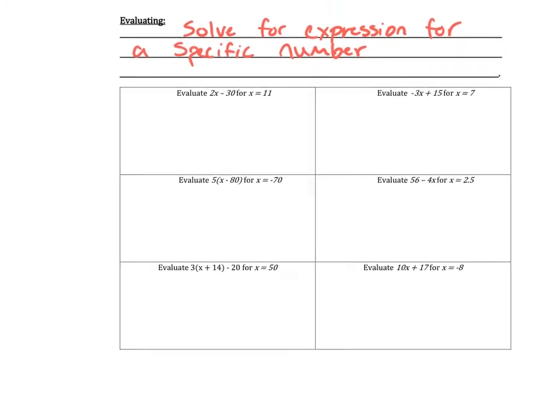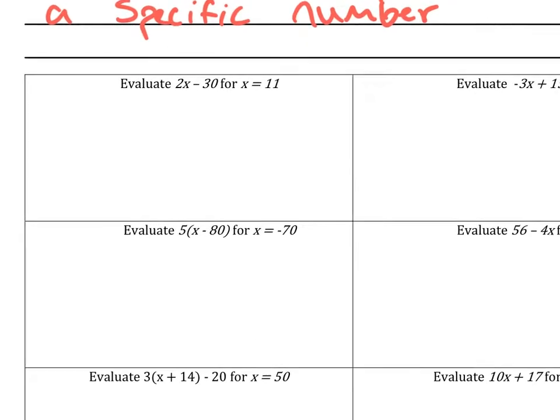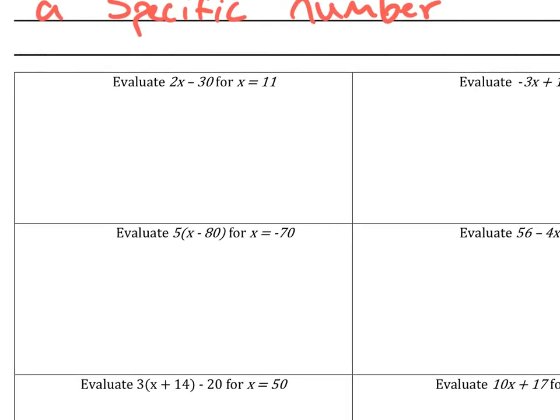So there are several examples right here. I'm going to work the left side, and I'm going to leave the right side for you to try on your own, okay? So on the left side here, you notice it says evaluate 2x minus 30 for x equals 11. To evaluate it is this simple.